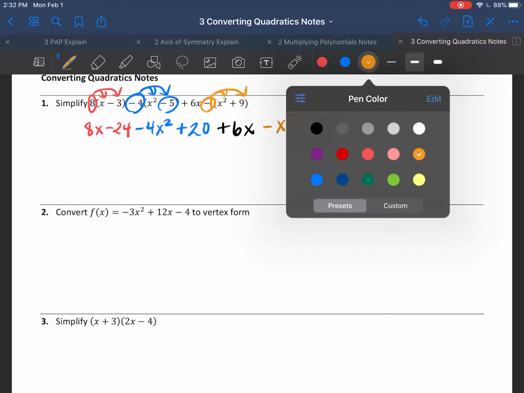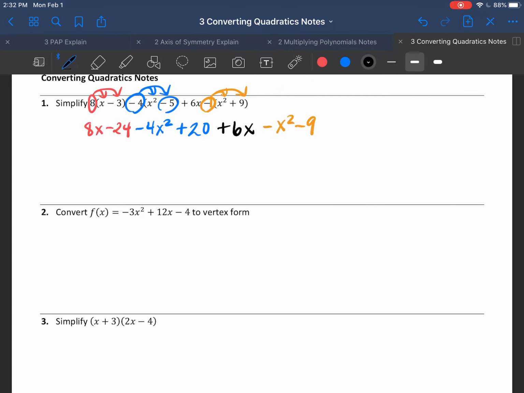Okay, once you've done that distribution, you're going to collect your like terms. So we always want to start with the highest exponent. And so let's get a highlighter. Our highest exponent is x squared. So we've got -x squared and a -4x squared. That gives us a -5x squared. Okay, cross those off if you're not using a highlighter so you don't go back to those.